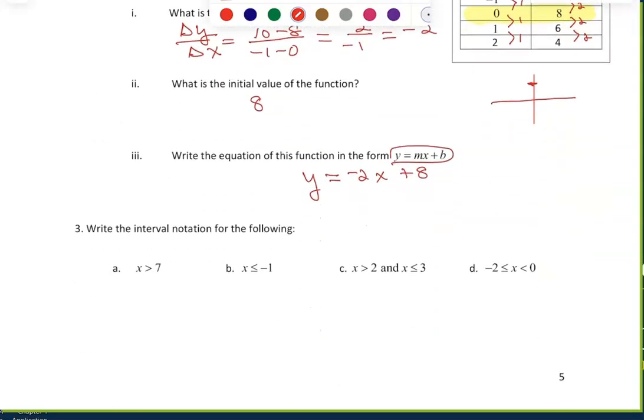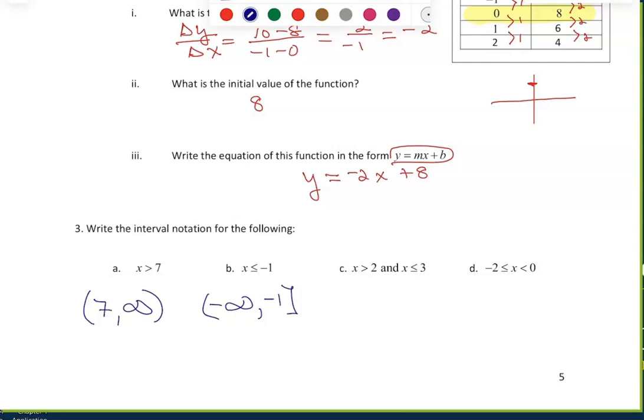Okay, last thing. Let's write the interval notation for the following expressions. So when x is greater than 7, that means that I'm going to start near 7, and I reflect that by using a paren, and I can go all the way to infinity. Okay, x has to be less than or equal to negative 1. So that means that my x is going to be really low, and it can come up to, and it can equal, negative 1.